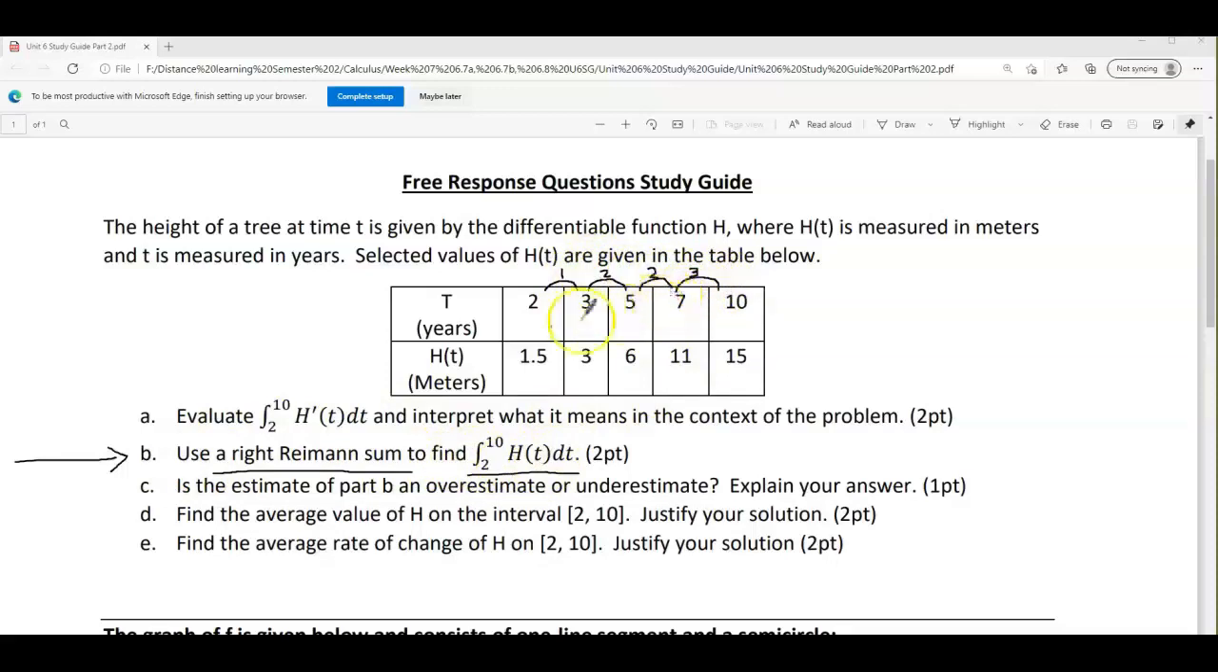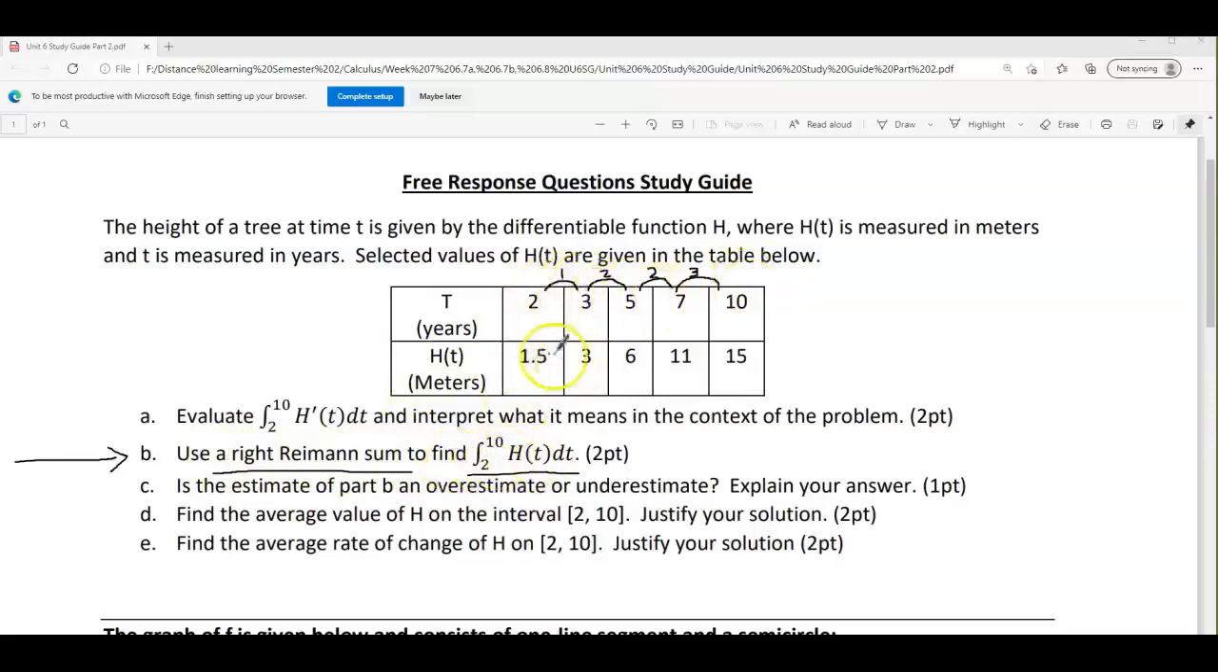Every once in a while, they'll ask you to do fewer rectangles than are possible. In that case, you have to break it up evenly. But in this case, that's not going to happen. You couldn't break it up evenly because they don't go by even spaces. So we're just going to stick with what we got. But the problem really should have said, use a right Riemann sum of 4 subintervals to calculate this. But anyway, back to our problem.